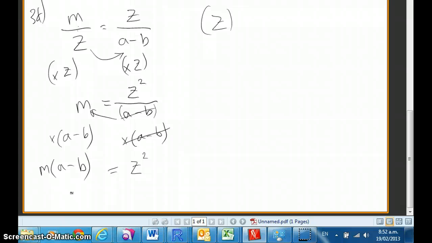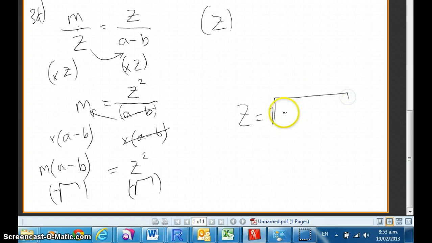How do I undo a square? Square root. Okay. If you have 3 and you square it, you get 9. If you take the square root of 9, you get 3. So you're undoing a square. What I'm going to do to both sides is take the square root. If I do the same thing to both sides, don't forget the seesaw stays in balance. Final answer, Z equals, and you have to take the square root of everything, M times A minus B. Can I simplify it any more than that? Not really. I could expand that bracket out, but it doesn't really make it any simpler. Okay, so that would be my solution for 3D.